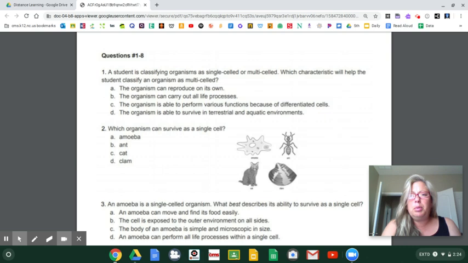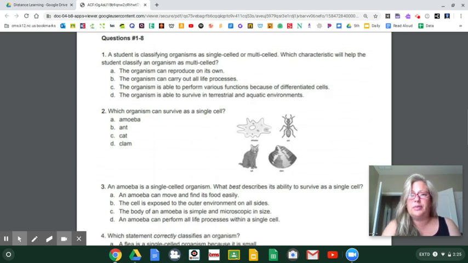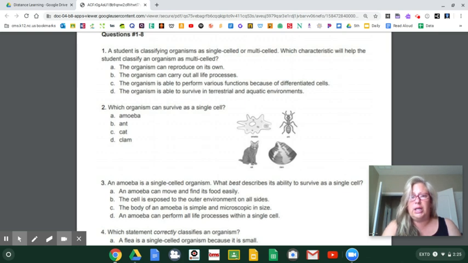So probably not that. B, the organism can carry out all life processes. Well, both single and multicell have to do their life processes. That didn't say all life processes with one cell. So B maybe is right. C, the organism is able to perform various functions because of differentiated cells. Oh, okay, but multicell does do different functions because it has different cells. So maybe C is right.